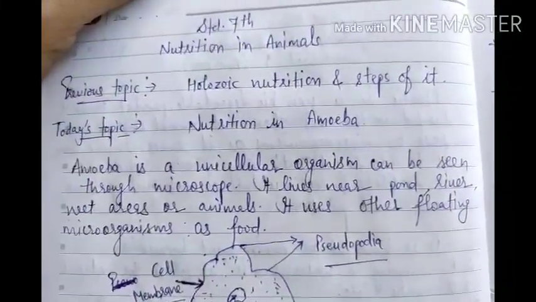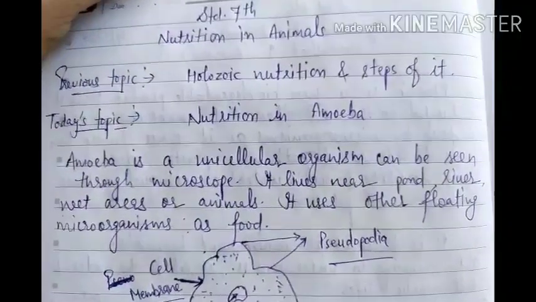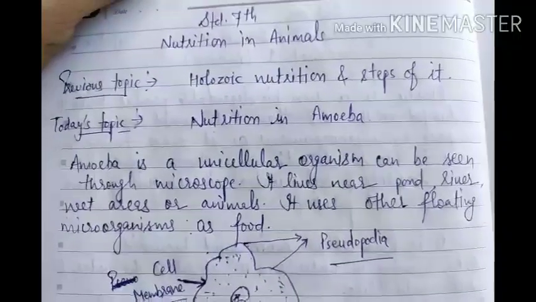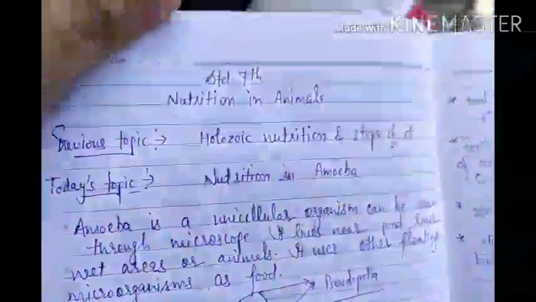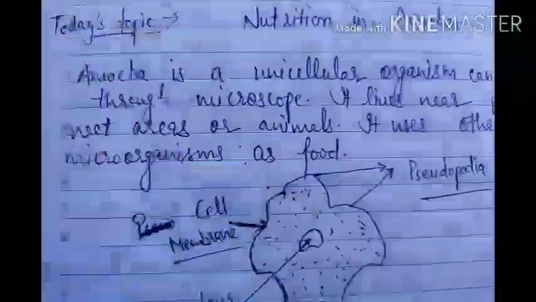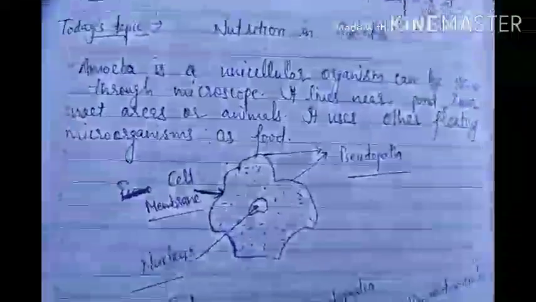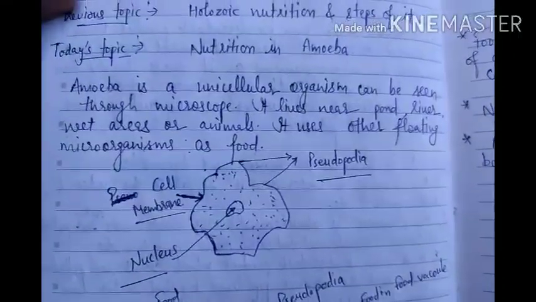So what does it eat? It eats other floating microorganisms as its food. Those organisms which we cannot see, it uses them as food. So today I will tell you how it gets its food and how it uses it for its nutrition.